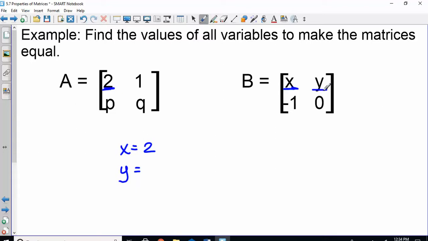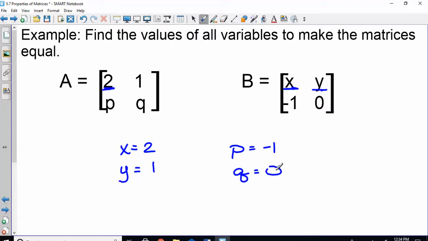So y is in row 1, column 2. So it would equal the number in row 1, column 2, which is a 1. What's P going to equal? And Q? So they're only equal if they're the same number in the same position when we're comparing two matrices.